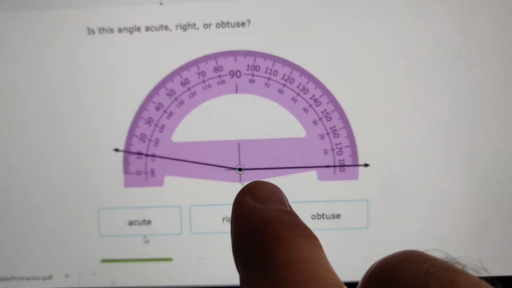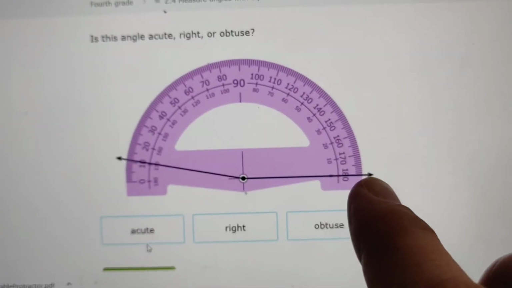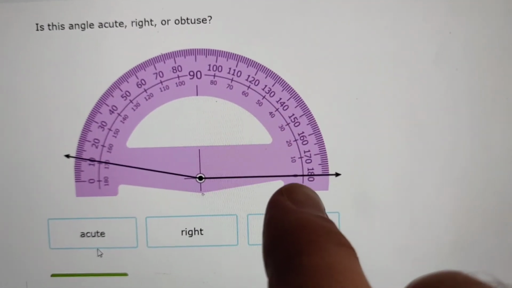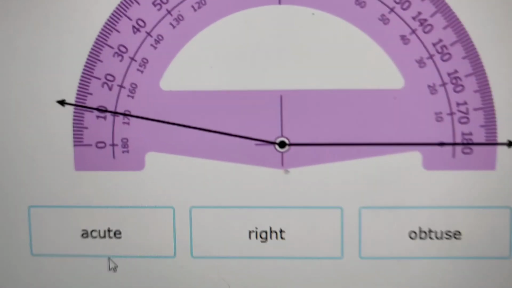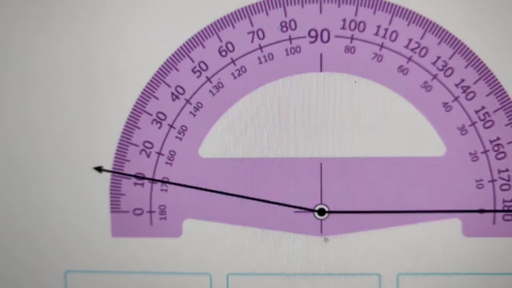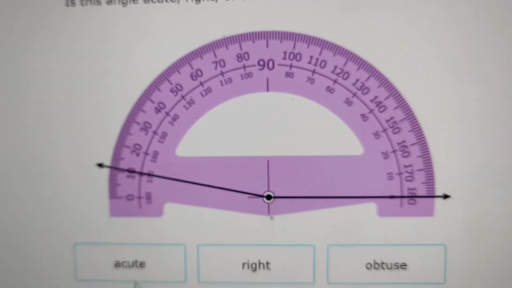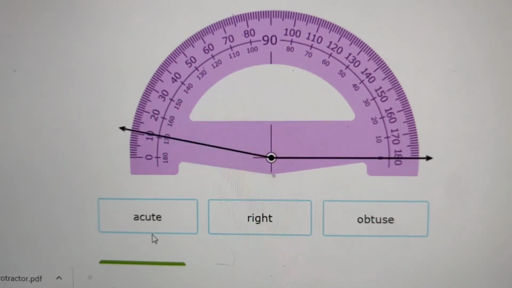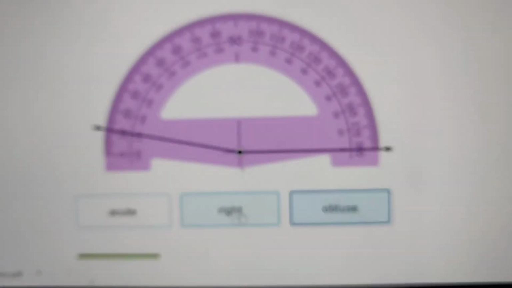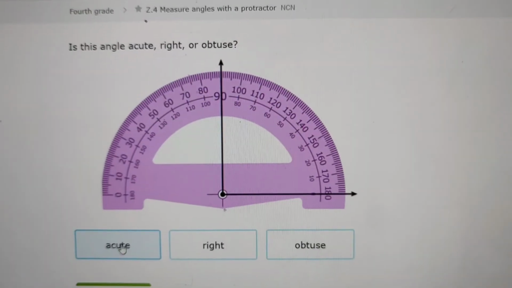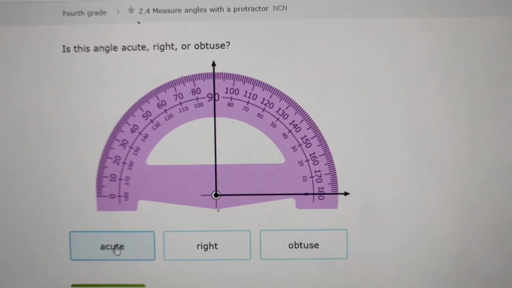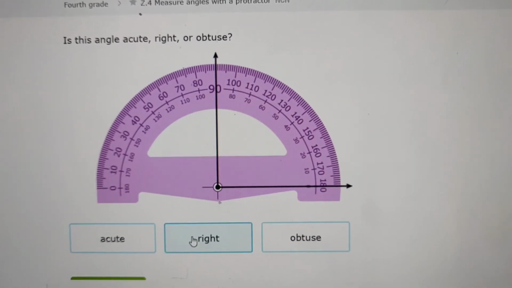This one, notice we have the ray over here lined up on this scale, which is the inside scale, so we go all the way from 0 past, it's hard to see here, past 160 degrees, almost to 170 degrees. So is that acute, right, or obtuse? You should have said obtuse because it's a lot greater than 90 degrees. And there you go. And here we have a right angle. It's 90 degrees if you look on the protractor.